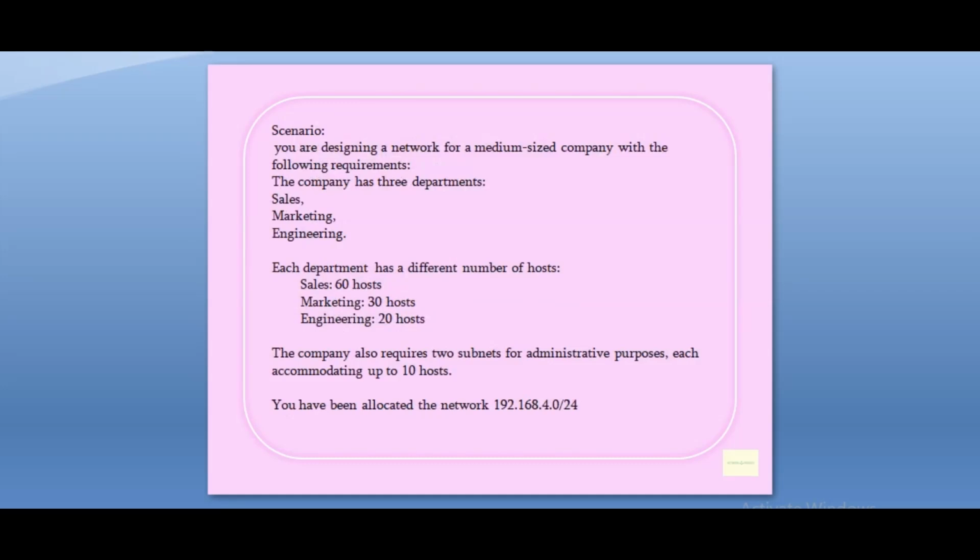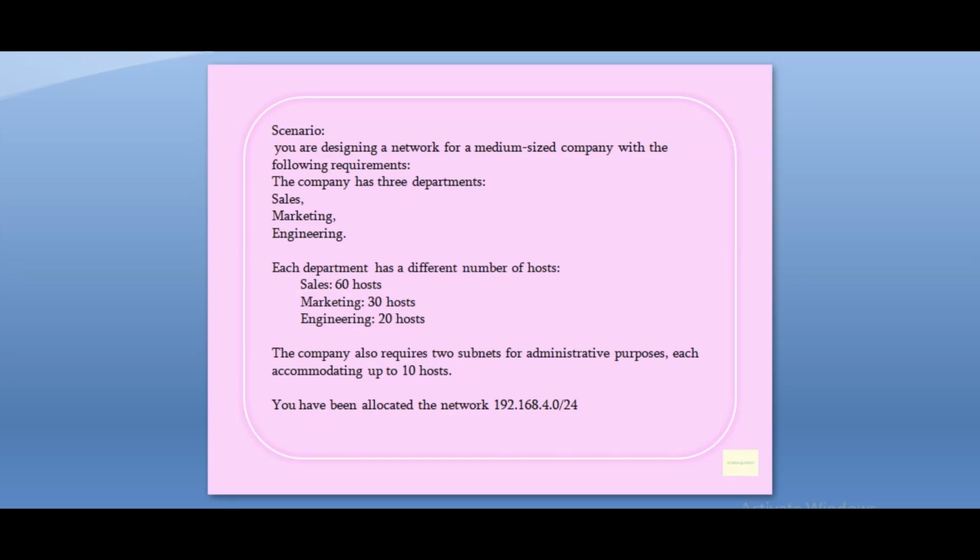Now let's take a look at a scenario type of question, and thanks to AI for generating this question. So you're designing a network for a company, and the company has three departments: sales, marketing, and engineering. The sales department has 60 hosts, the marketing department has 30 hosts, and the engineering department has 20 hosts. Additionally, two more subnets are needed for administrative purposes, each with 10 hosts.